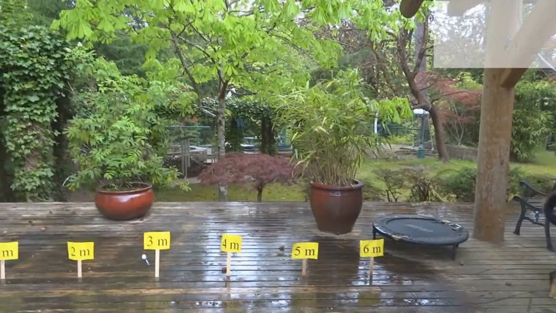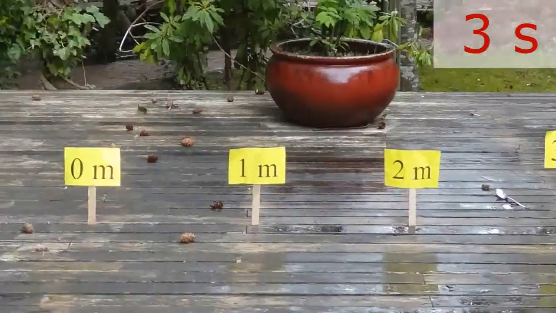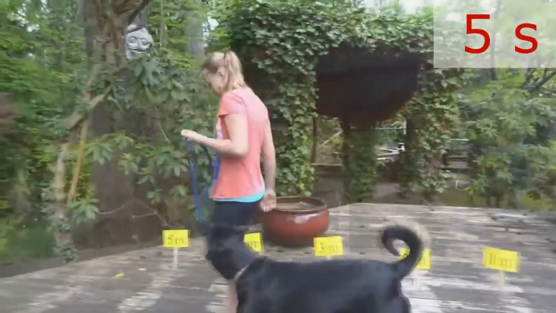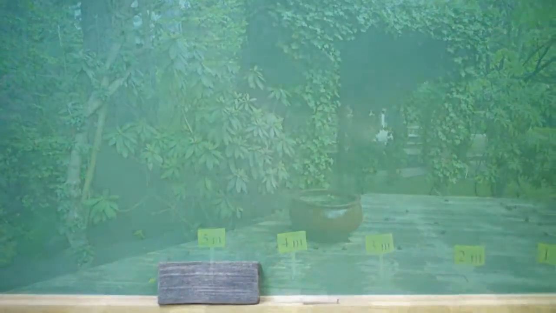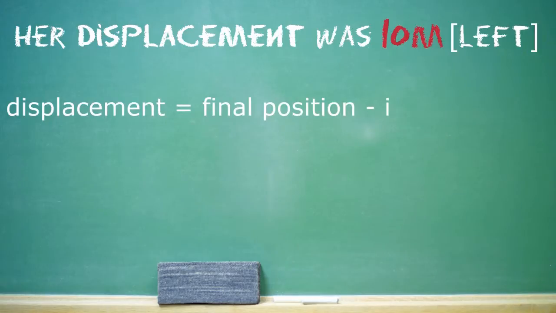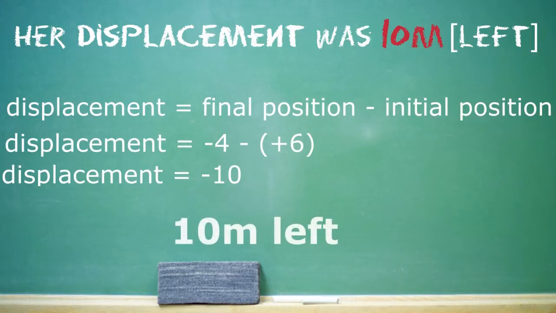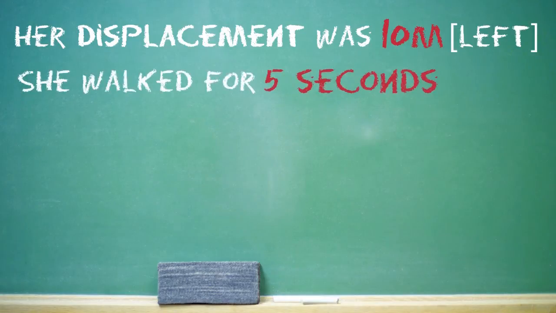It takes her 5 seconds to walk from the mini trampoline at the 6-meter mark to the second red pot at the -4 meter mark. This means we know her displacement. Her displacement was 10 meters left, because as you already learned, displacement is the final position minus the initial position. So -4 minus 6 is -10, which is 10 meters left. And we also know how long she walked for, 5 seconds. With these two pieces of information, we can determine her velocity.